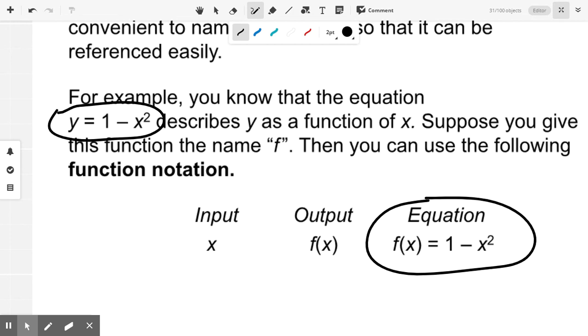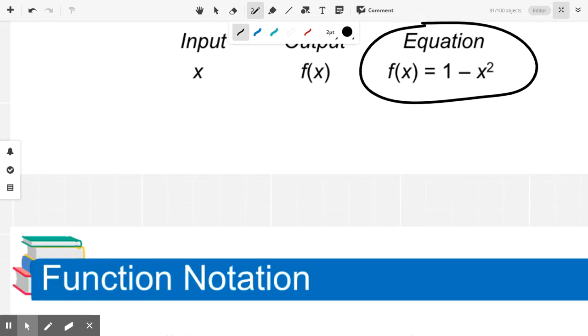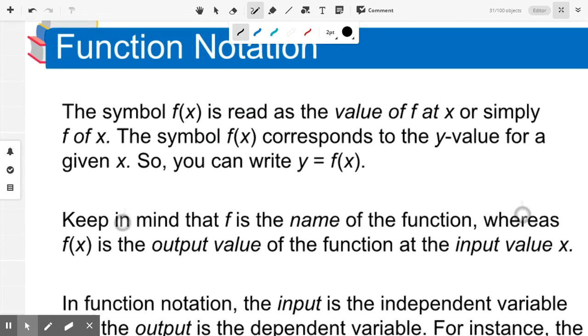Whenever you see f of x or g of x or h of x, they use different letters because it gets confusing if you just use f of x all the time. You have more than one equation. Same thing. X is the input. What you put in for x is going to equal whatever f of x is. Okay, so that's function notation. You've all seen that by the time you get here into pre-cal.